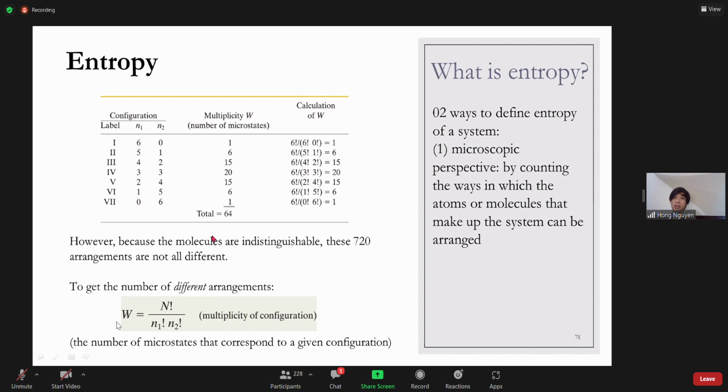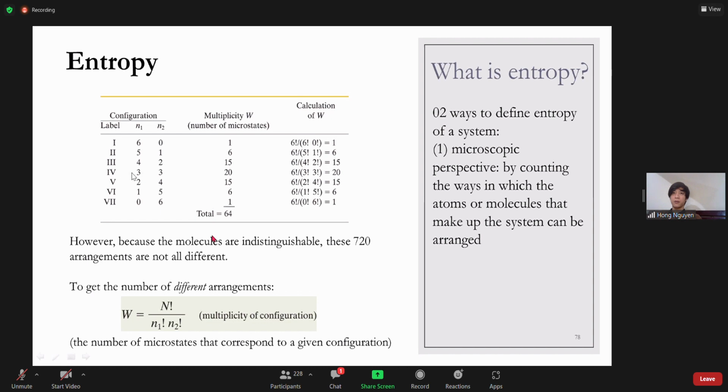Okay, this is a little bit of mathematics. So if we calculate, for example, the multiplicity for configuration number 1, we use the formula, we can have only 1. So there's only 1 arrangement for configuration number 1. For number 4, for example, there are 20 different arrangements for configuration number 4. Good. So, and so on.